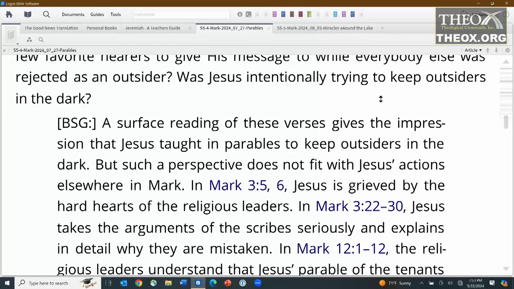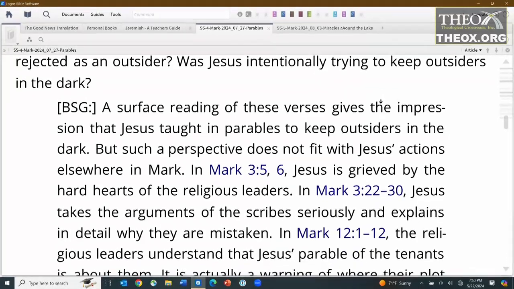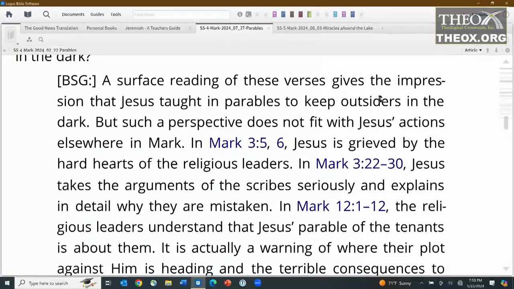In Mark 3:5 and 6, Jesus is grieved by the hard hearts of the religious leaders. In Mark 3:22 through 30, Jesus takes the argument of the scribes seriously and explains in detail why they are mistaken. So if he knew, okay, I don't care about those people at all, why bother with them? But even these people who were so almost obnoxious, he took careful time to explain it to them.